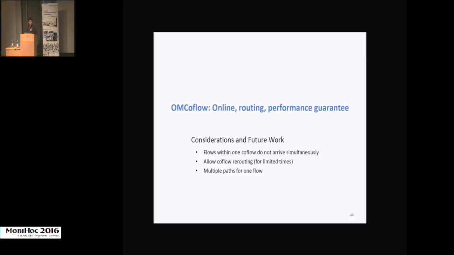And here are some key issues that we want to consider in future. And first, what if the flows within one coflow do not arrive simultaneously? And second, we observed that recently there are some significant works on reducing the overheads of rerouting. So what if we allow coflow rerouting? And finally, in our problem, we allow each flow to use only one path. But what if we allow multiple paths for one flow?